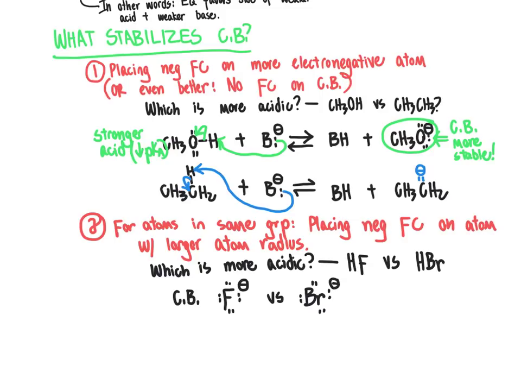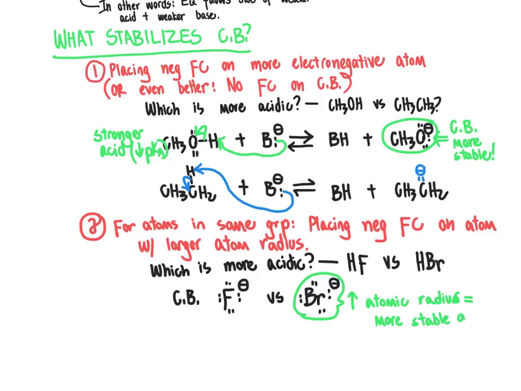And since these two are in the same column of the periodic table, they're in the same group, we want to place the negative formal charge on the atom that has a larger atomic radius to give increased stability. And so based on that information, since bromine is further down on the periodic table, it has a larger atomic radius, and therefore it is going to be more stable as that anion. So larger atomic radius is going to give the more stable anion.